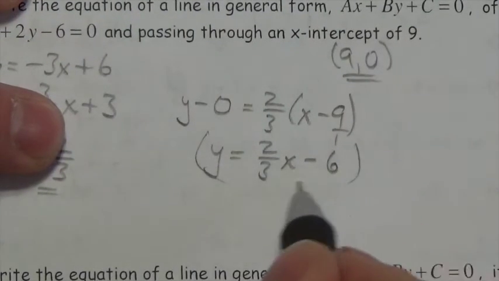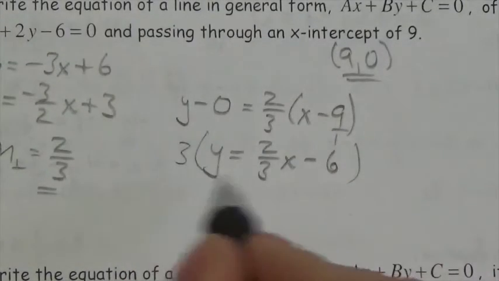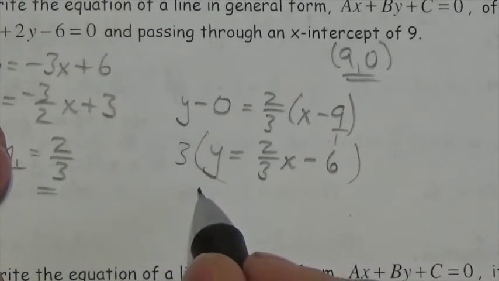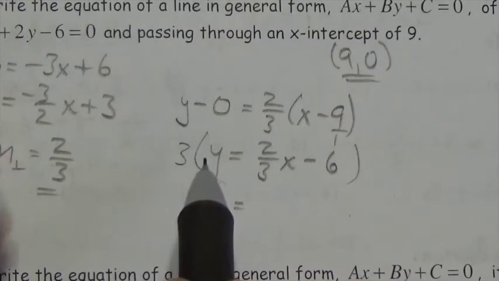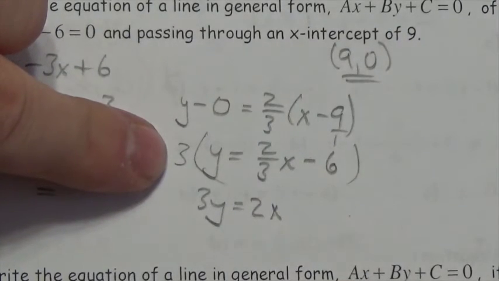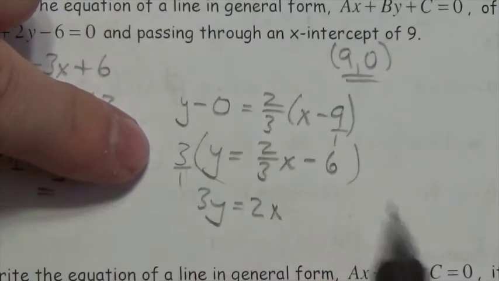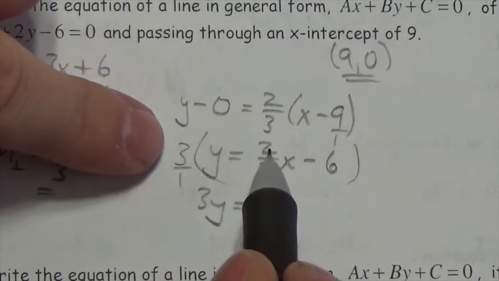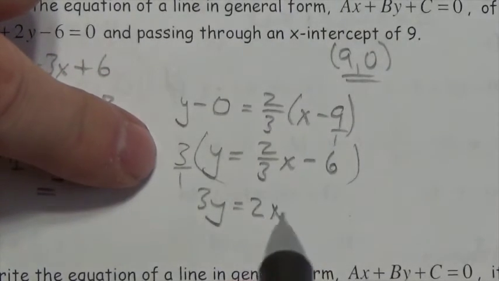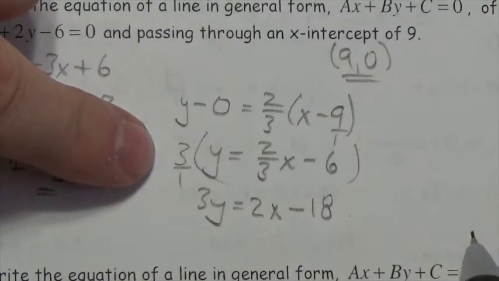Now, I need to get rid of the denominator. And so there is only the one denominator here, so I'm just going to multiply every term by that denominator to get 3y. When I multiply 3 by 2/3, and I hope you're getting more and more comfortable with this, 3 times 2/3, this is the same as 3 over 1 times 2/3, so 3 times 2 is 6 over 3 is going to be 2. And then 3 times negative 6 is negative 18.